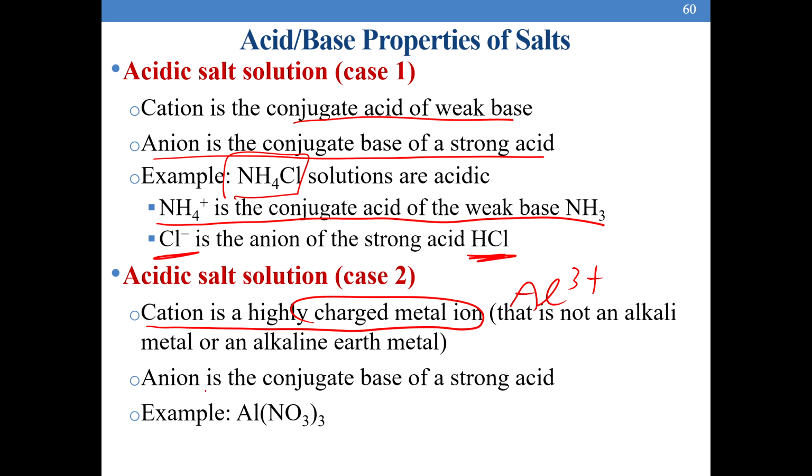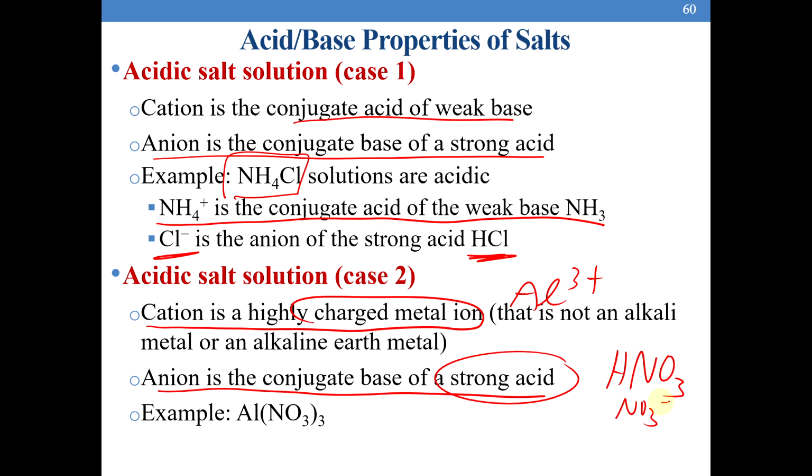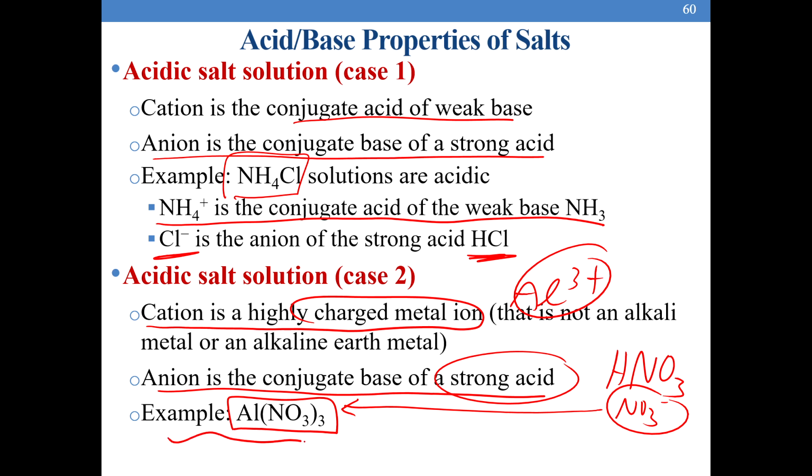Okay, so aluminum 3+ is going to be the only choice here in this case in your world. Okay, and then the anion is the conjugate base of a strong acid. So if we had the strong acid nitric acid, the conjugate base of that is NO3 negative. Okay, so put your aluminum and your nitrate together and you get this substance here, which, following those rules, this salt solution would be an acidic salt solution. Now I know that your slides might have another equation down here, but I decided I didn't need that example, so I deleted it. You can just ignore that.